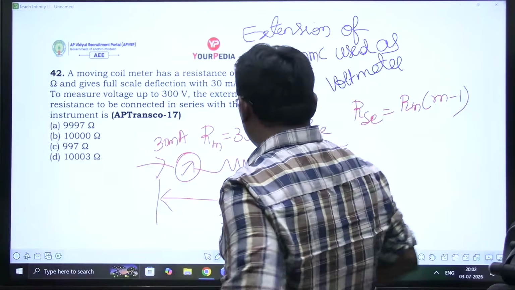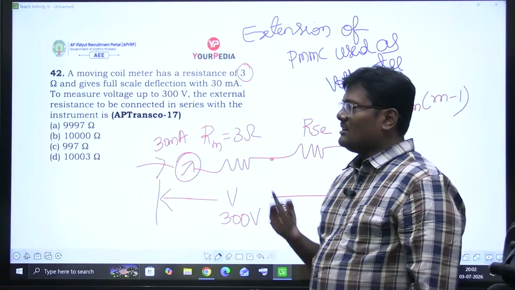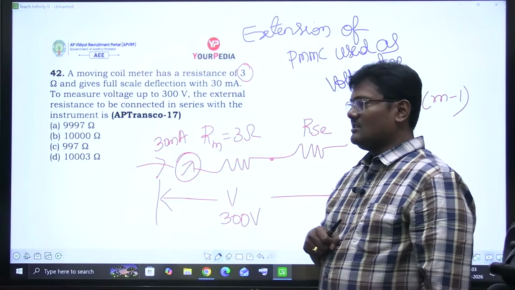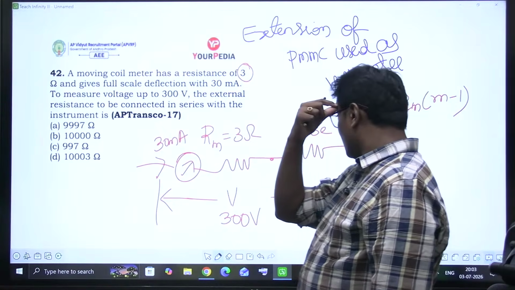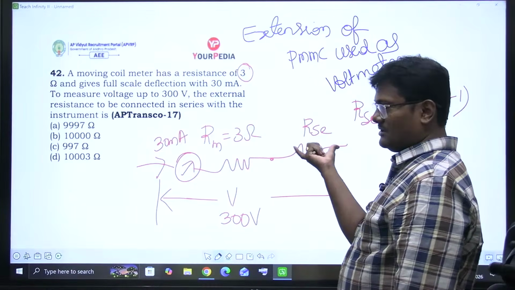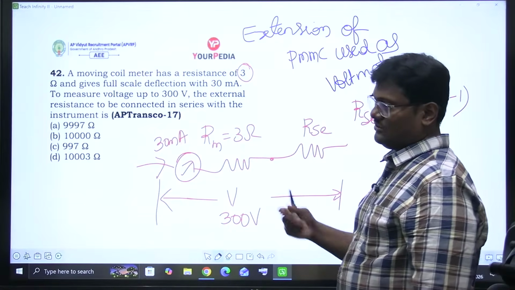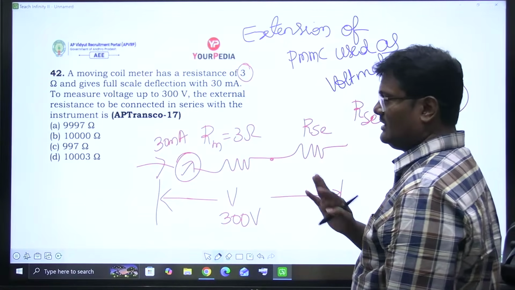Okay, so otherwise the current is the same. Vm by Rm is equal to Vsc by Rsc. Like that you can go. So this voltage plus this voltage is equal to the total voltage. And if you want the current to be constant now, then Rsc is equal to, you will get one factor. That is the theoretical.